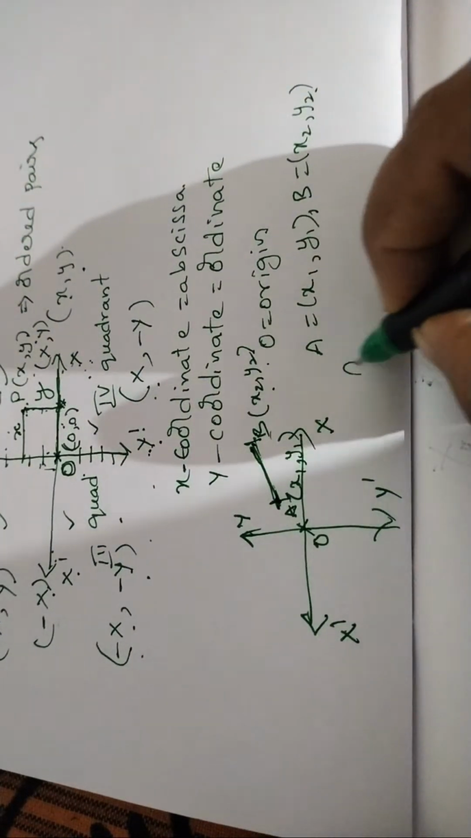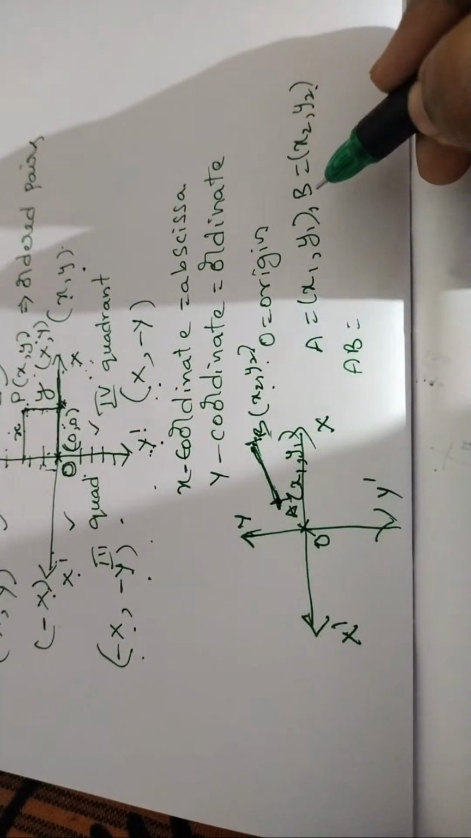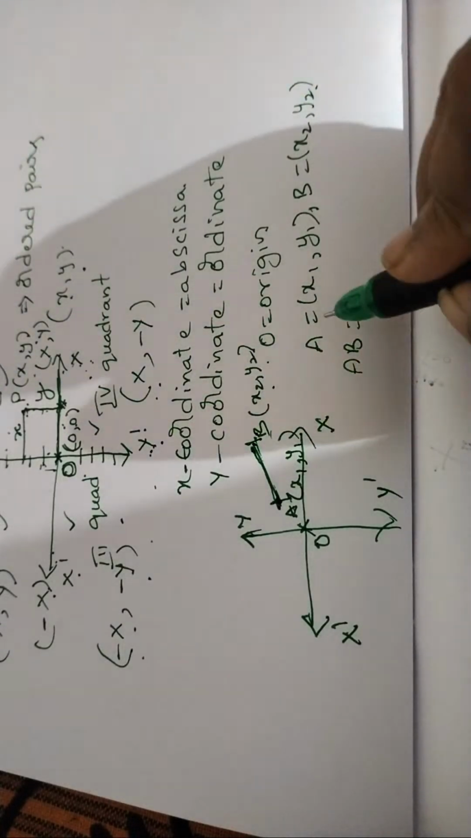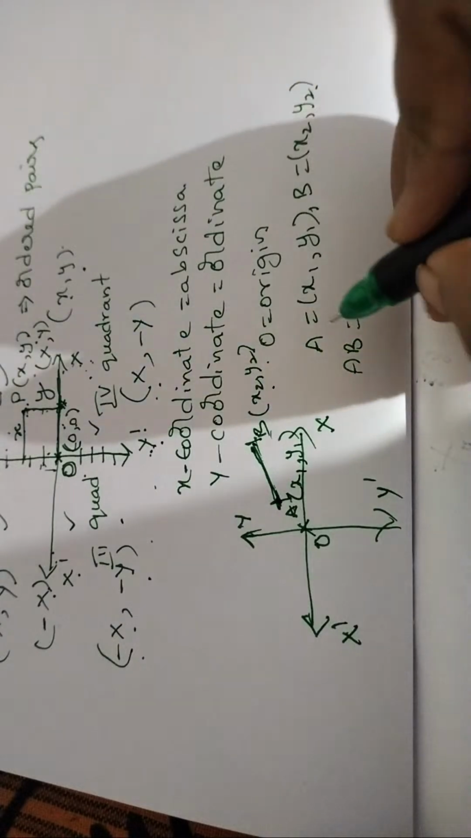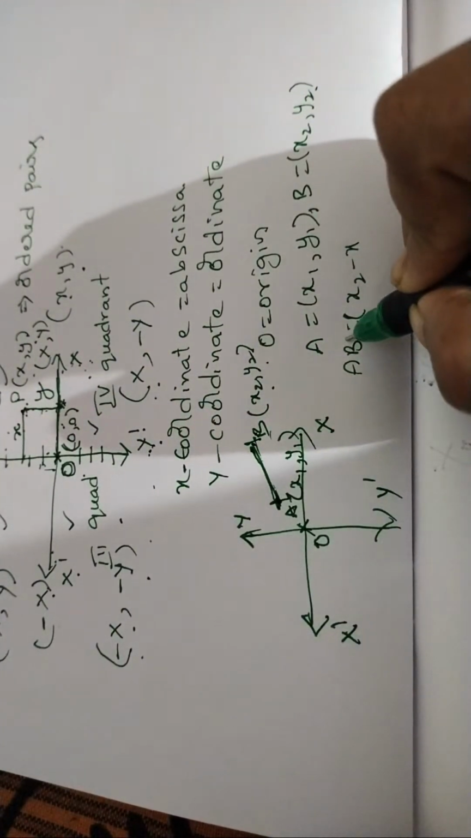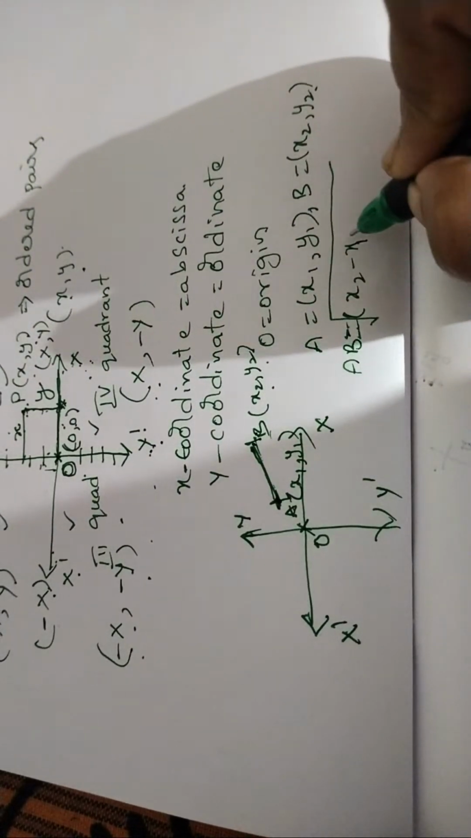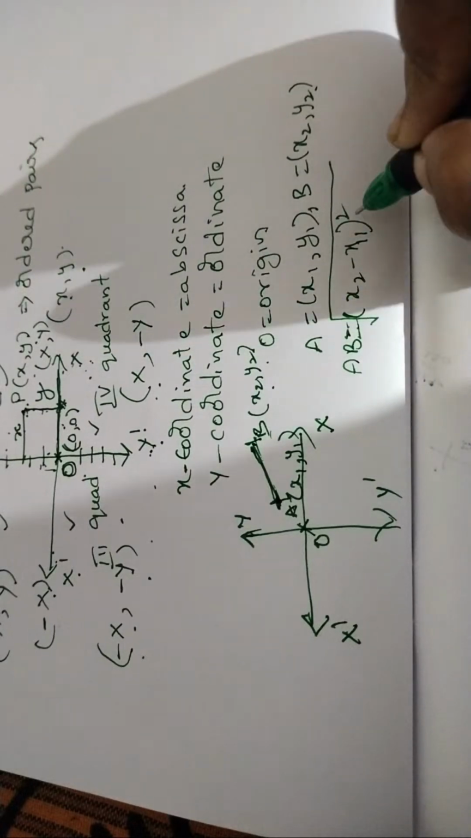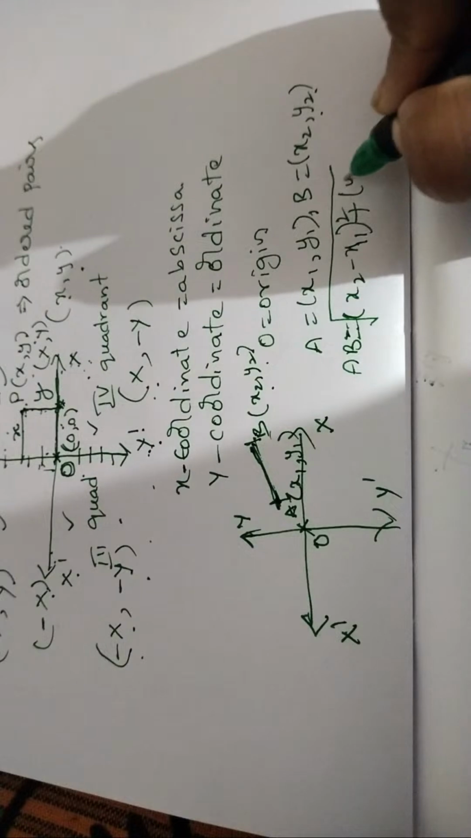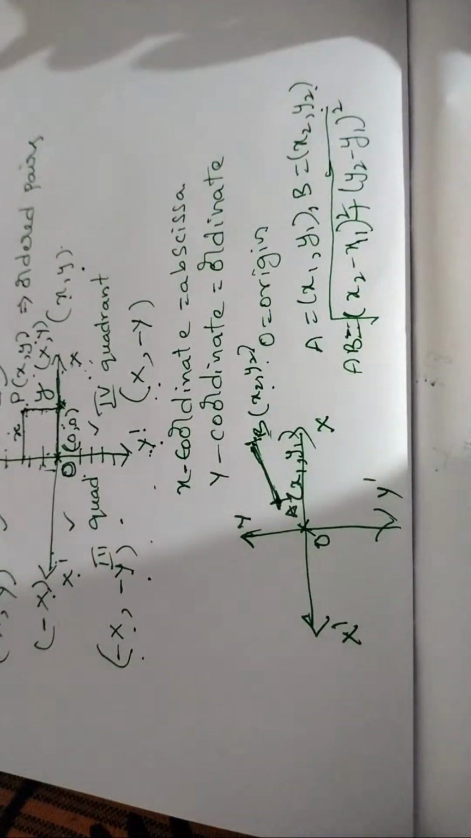For that there is a procedure. The distance between 2 points is, take any one point, x1 minus x2 or x2 minus x1, any one you take. I will take x2 minus x1. I want to take the square root of x2 minus x1 whole square plus y2 minus y1 whole square.